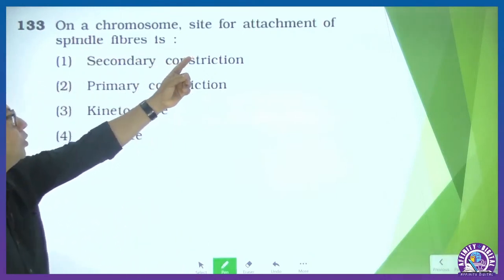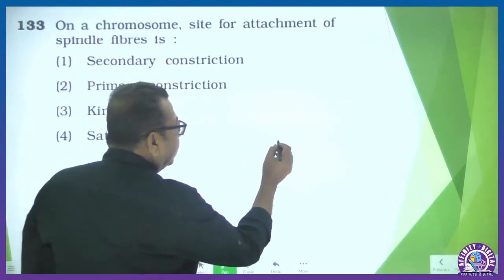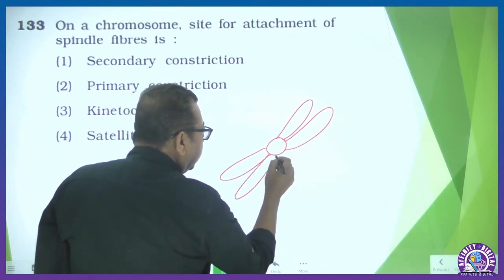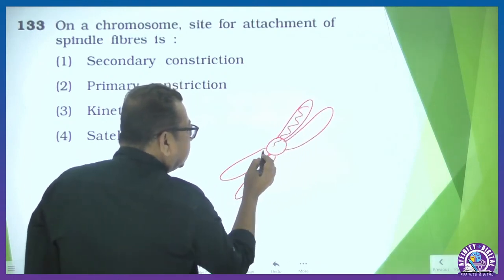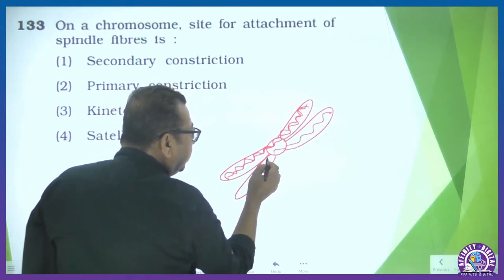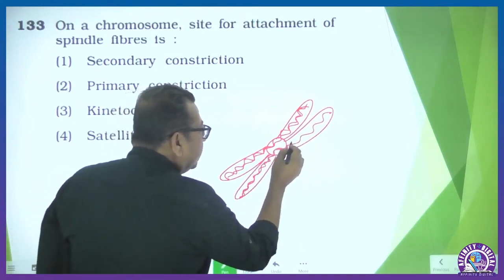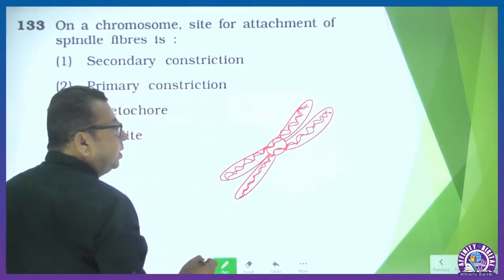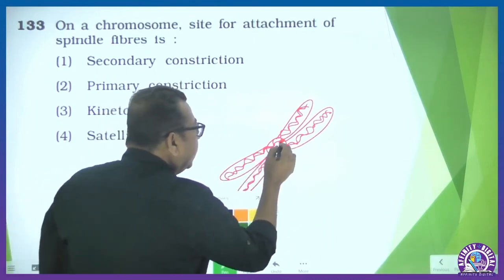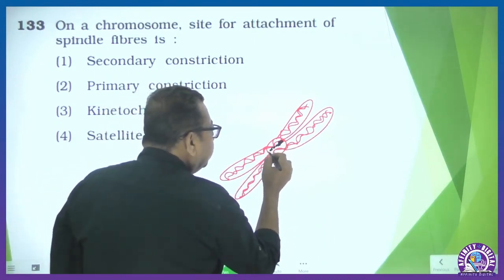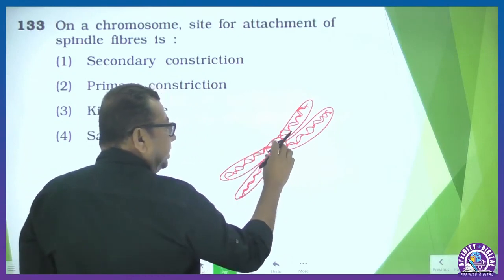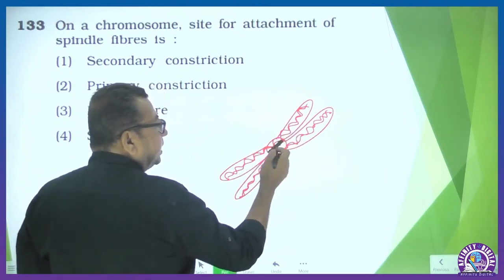Next question is, on a chromosome, the site of attachment of spindle fiber. Look, I am drawing a chromosome, a metaphase chromosome. Look here, this is a chromatid. What is inside this chromatid? A condensed and coiled double-stranded DNA. In the opposite chromatid, the adjacent one, what is there? The same DNA in coiled and condensed form. And these two chromatids are held together by a set of adhesive proteins called cohesins.